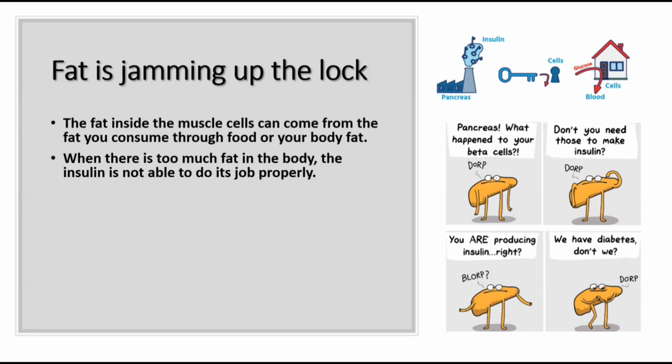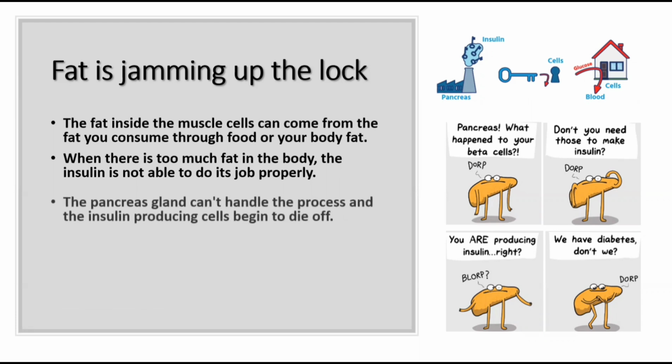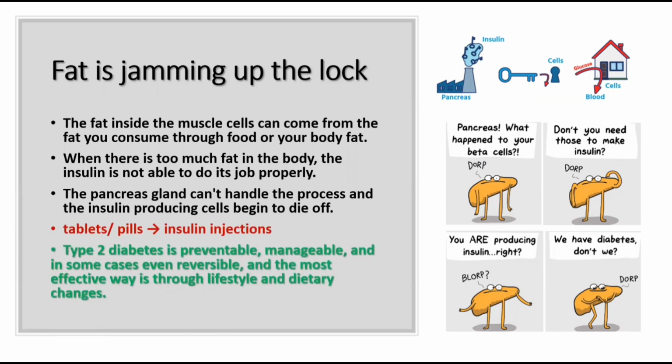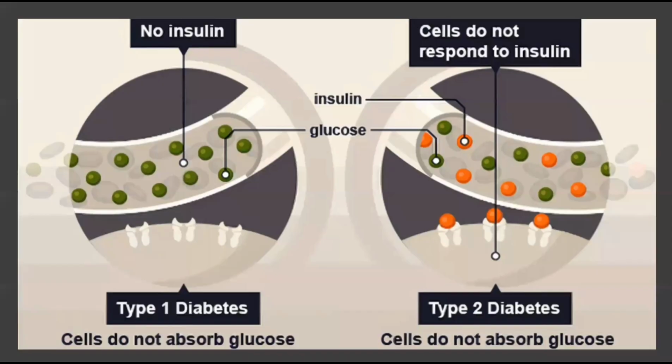When you have had this problem for about 10, 20, or even more years, the pancreas gland can't handle it and the insulin-producing cells begin to die. This is when you must move from tablets or pills to insulin injections. But why should you get to that stage? As we have mentioned, type 2 diabetes is preventable, manageable, and in some cases even reversible, and the most effective way is through lifestyle and dietary changes.